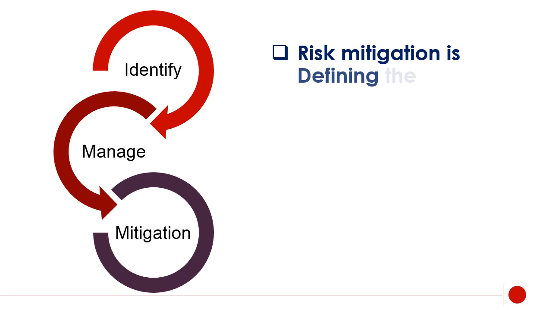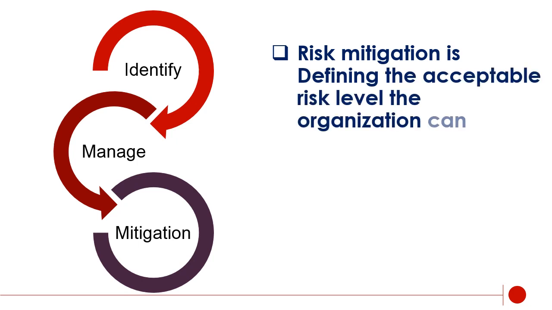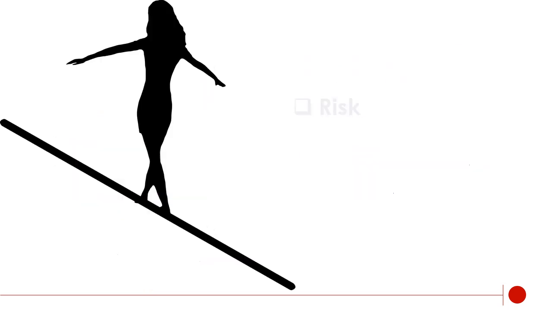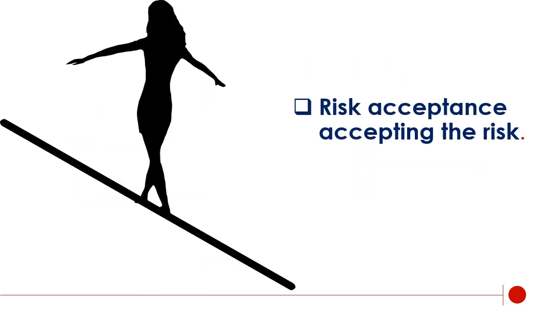Risk mitigation is defining the acceptable risk level the organization can tolerate and reducing the risk to that level. Risk acceptance is accepting the risk.